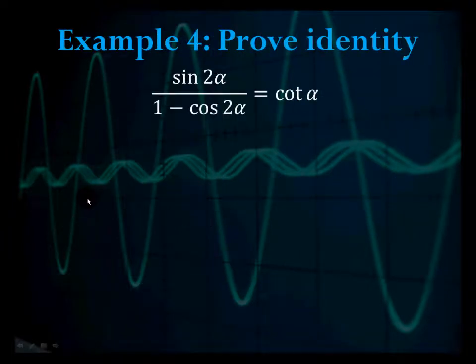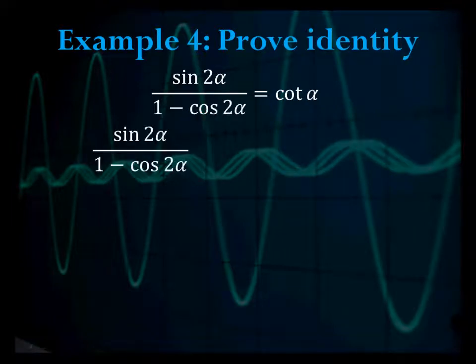Example 4, we have a proof. Sine of 2 alpha over 1 minus cosine of 2 alpha equals the cotangent of alpha. Alright, so what you're going to do is use the double angle formulas for sine and cosine and try to get what's on the left equal to what's on the right. See if you can give that a try. Remember, you cannot work across the equal sign. You can only work on this side of the equation.